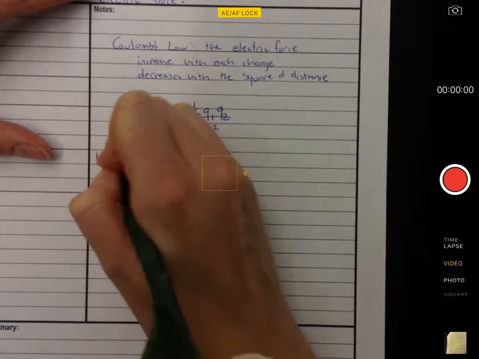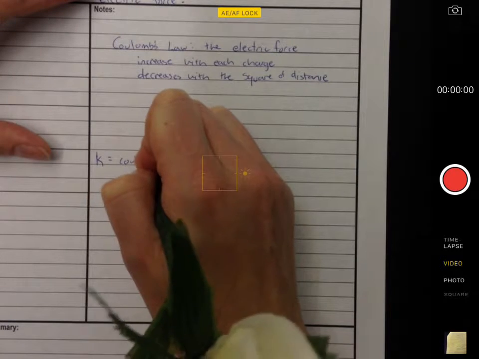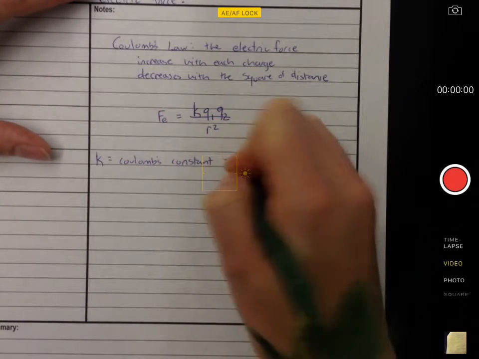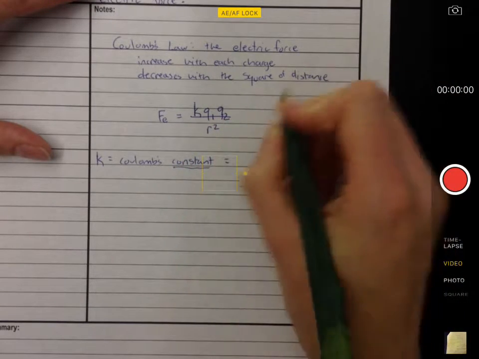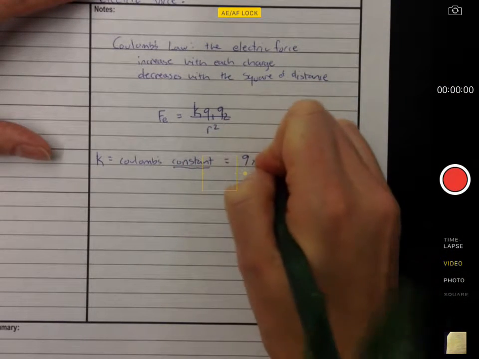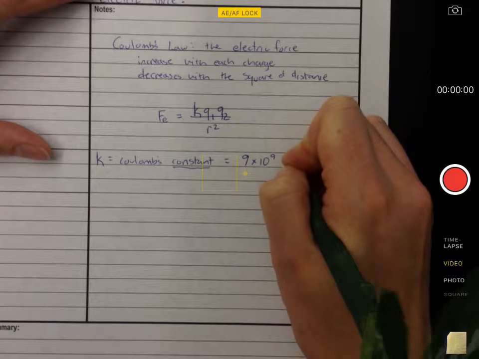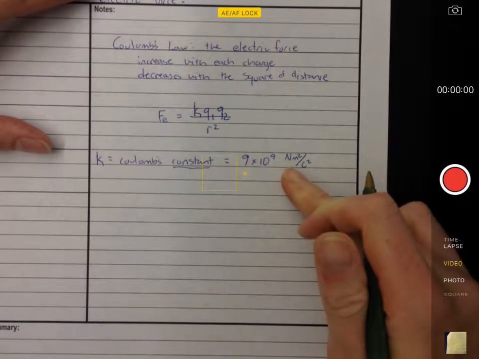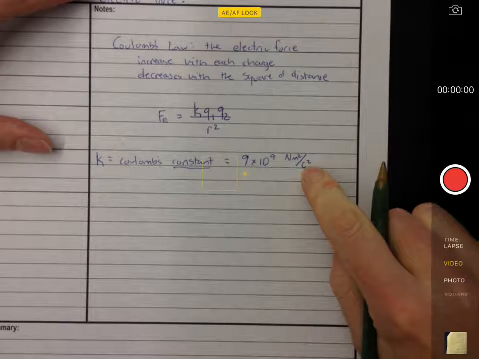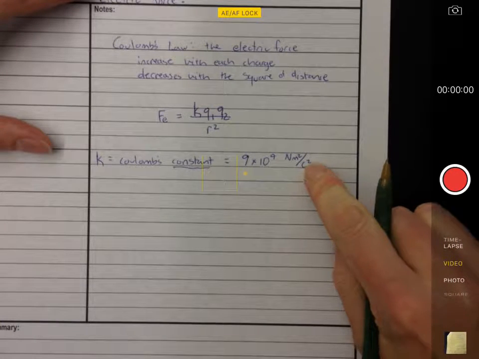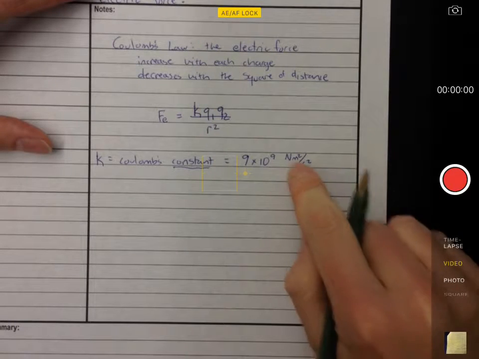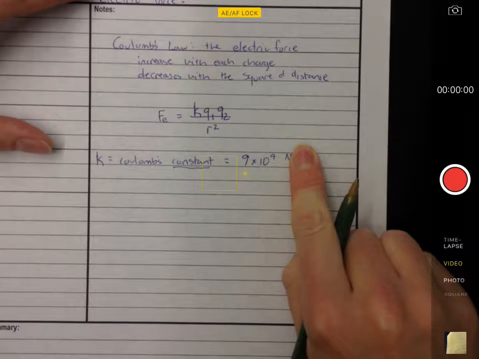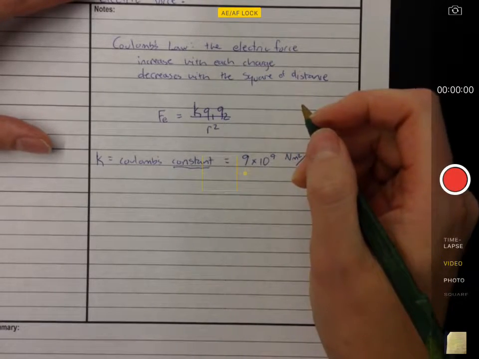First, K. K is called Coulomb's constant, and it's a constant. So that means it has a value that you need to know, and it is 9 times 10 to the 9th Newton meters squared per Coulomb squared. That's just a unit. The Coulomb is the unit of charge, and so the Coulomb squared gets canceled out here. And the meter is a unit of distance, so the meter squared gets canceled out here, so that the force is measured in newtons. That's the whole purpose there.